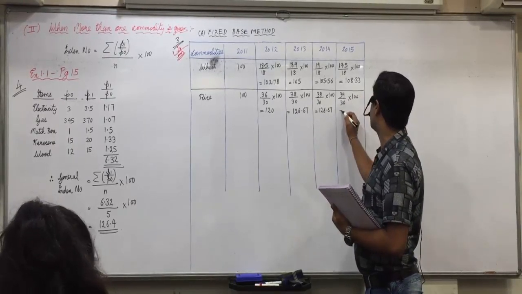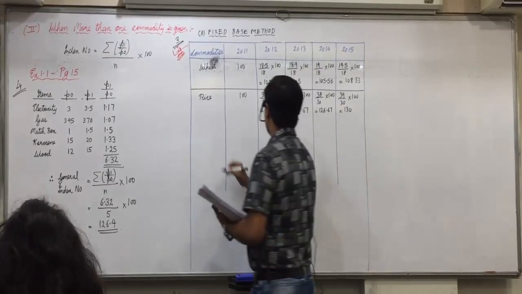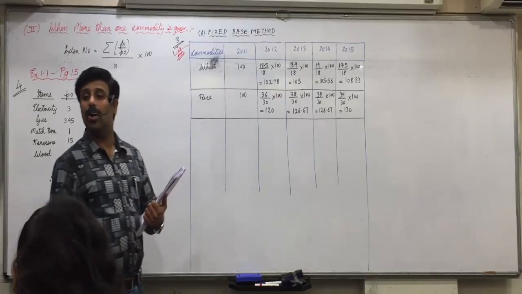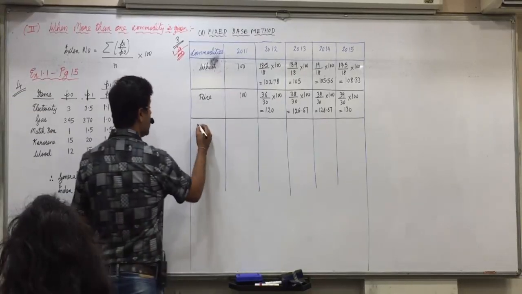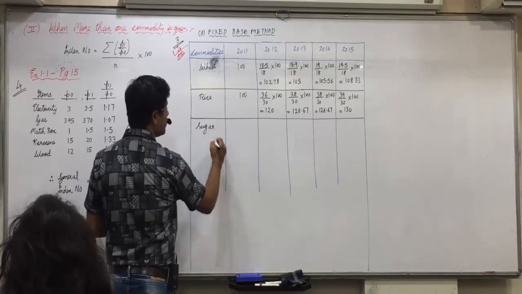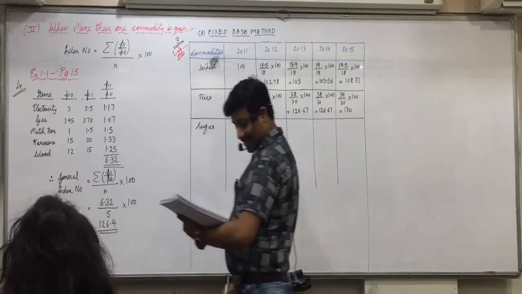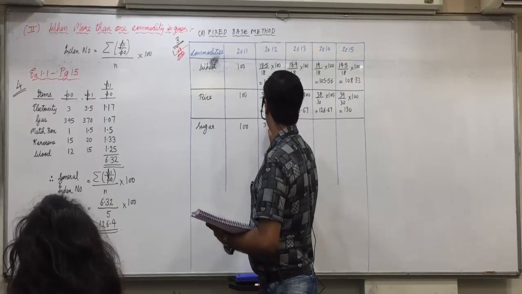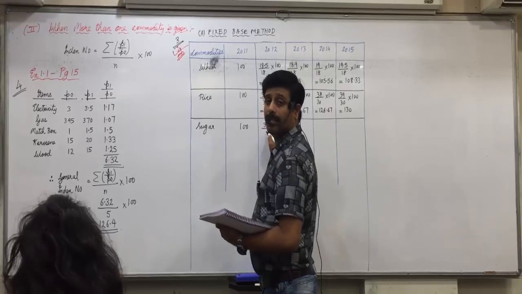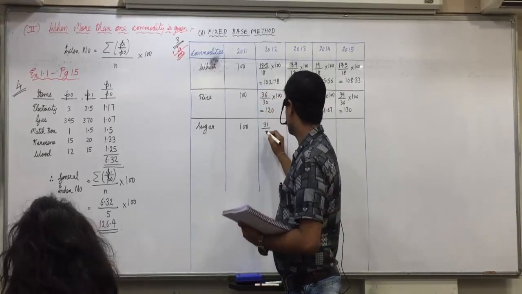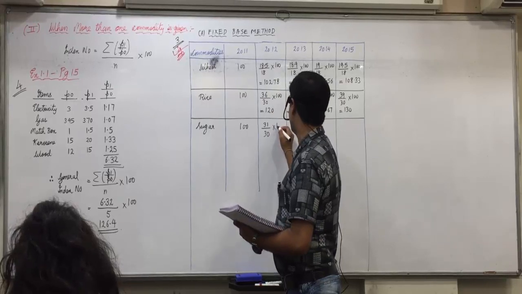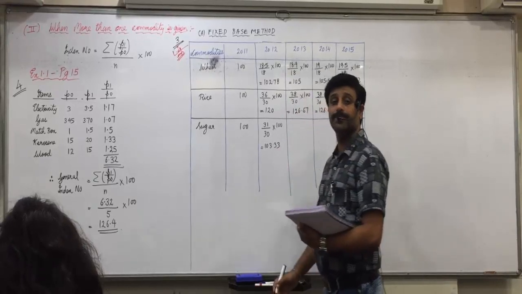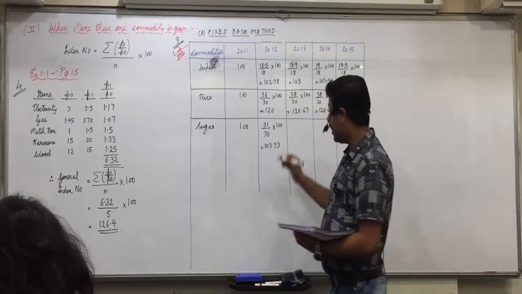Did you all understand this? Raise your hand who is not clear up till here. All are clear? Yes. Now sugar. How do you get that? 31 divided by 30 into 100, 103.33. Then 106.67. How do you get that?